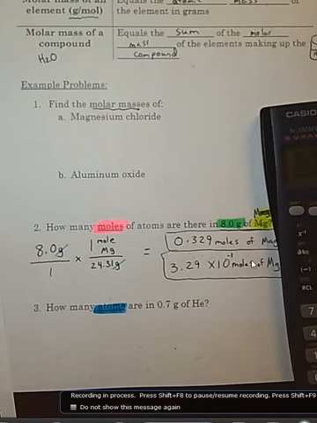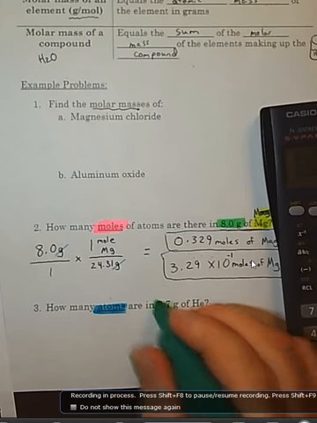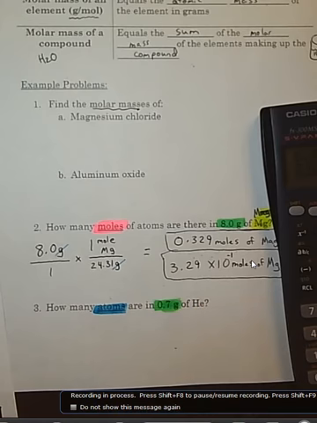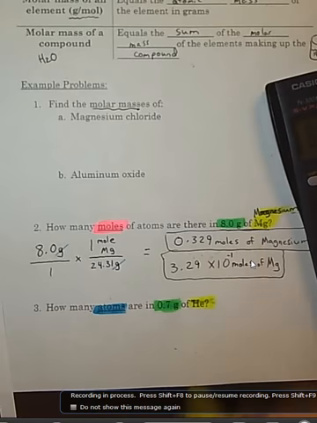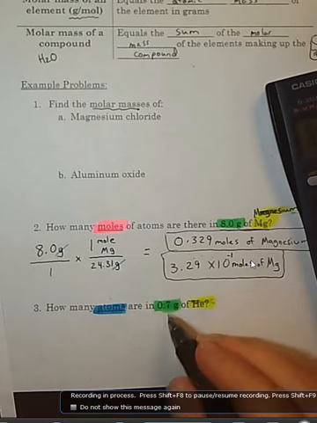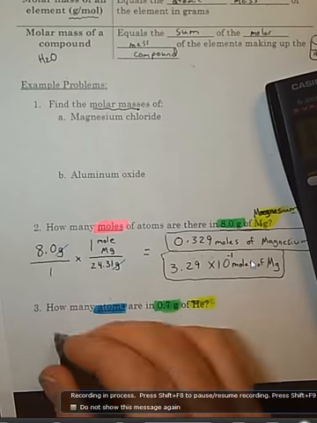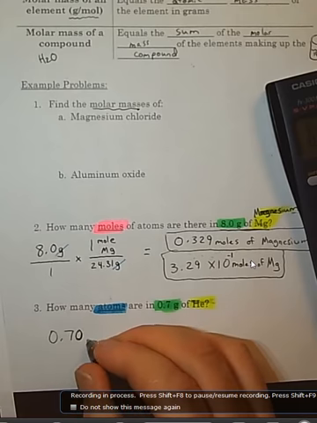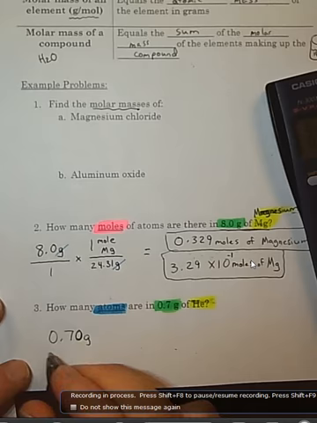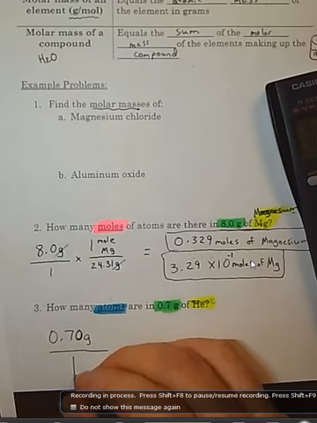Okay, we have 0.7 grams, and our element is helium. That's what we're going to pull off the periodic table. Okay, we always have to start with our number. Okay, so our number is 0.7 grams. 0.7, I'm going to add a decimal point, 0 grams. We'll put that over 1.